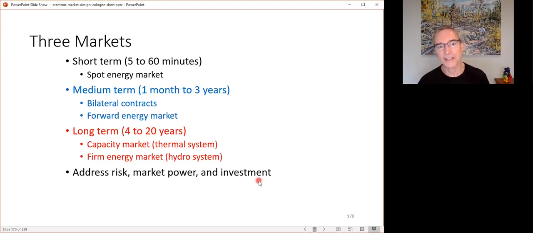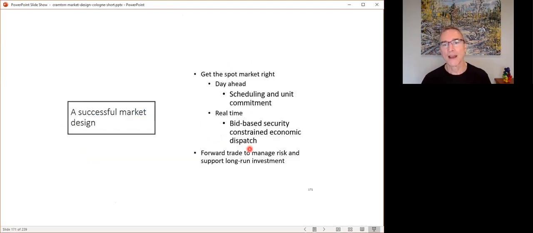This combination of these forward markets together with a well-functioning spot market enable the market participants to address risk, the system operator to manage market power, and to establish prices that encourage efficient investment. So as I said, the market design has evolved over the last 2 decades.